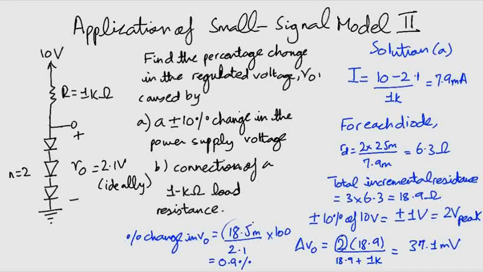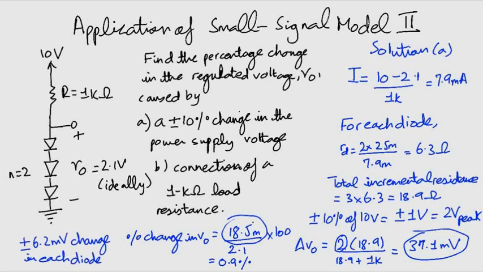Notice that we have used 18.5 over here, whereas we had 37.1 millivolts over here. The reason is that 37.1 millivolt was a peak-to-peak voltage and 18.5 millivolt is simply the amplitude. Therefore, we are going to use 18.5 in the equation. An 18.5 millivolts change in the output implies a change of about plus-minus 6.2 millivolt in each diode. So, this is a very small voltage and our use of the small signal model is justified.